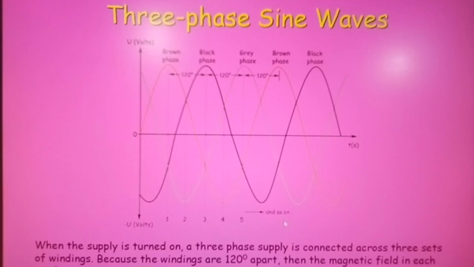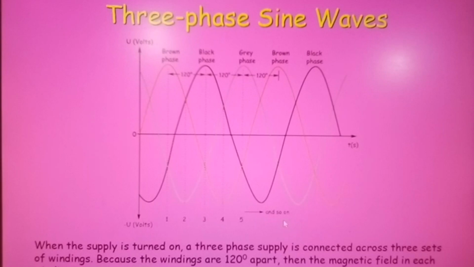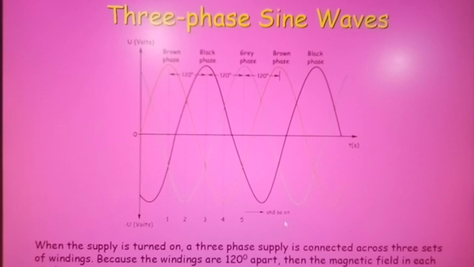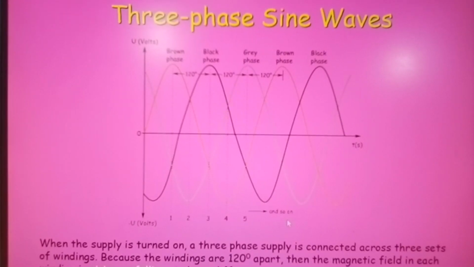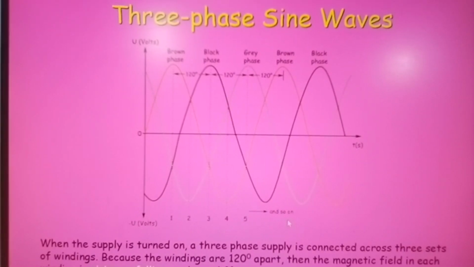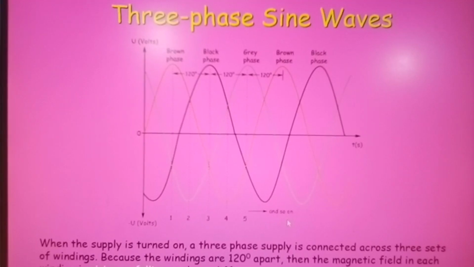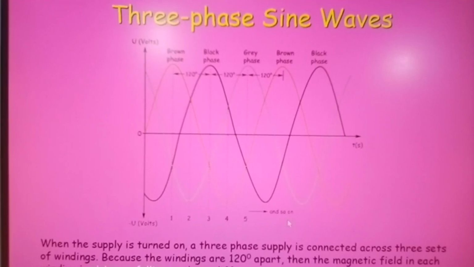Now when the supply is turned on, a three-phase supply is connected across three sets of windings. Because the windings are 120 degrees apart, the magnetic field in each winding is rising or falling at three different times. This produces a rotating magnetic field.